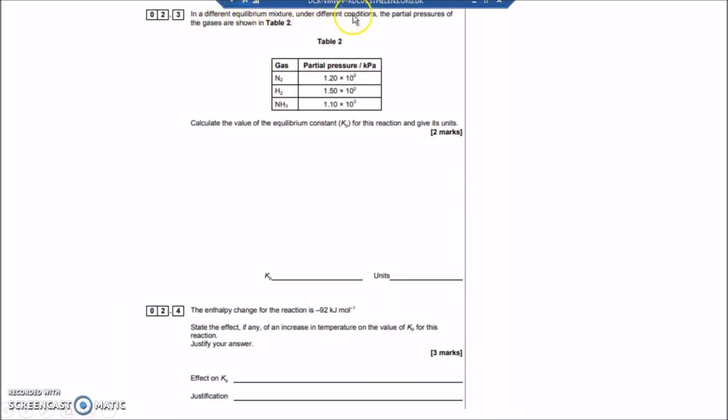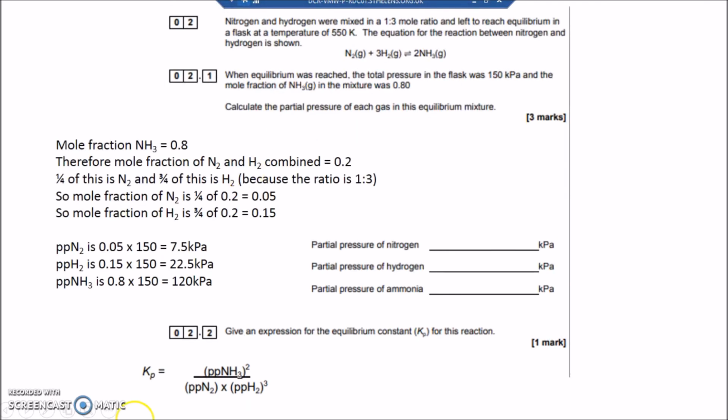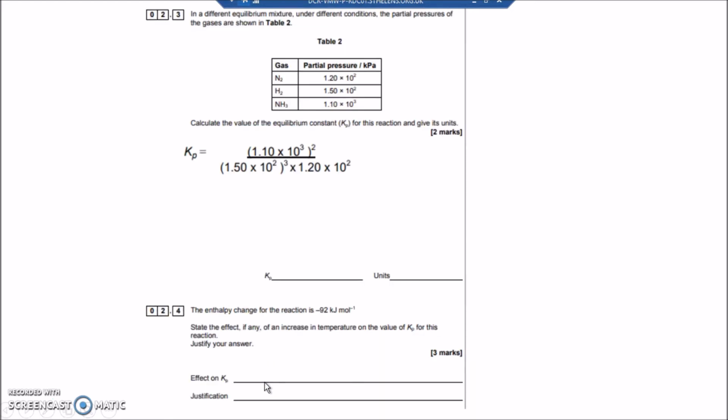In a different equilibrium mixture under different conditions, the partial pressures are shown below. Calculate the value of the equilibrium constant Kp. So I'm just putting these numbers in really. I've worked out my Kp here, and I'm just putting the partial pressure of the ammonia squared divided by the partial pressure of the nitrogen, and that divided by the partial pressure of the hydrogen to the power 3. And when you put those numbers in and calculate it, it comes out as 0.0029. They allow anywhere between 0.0029 and 0.0030.